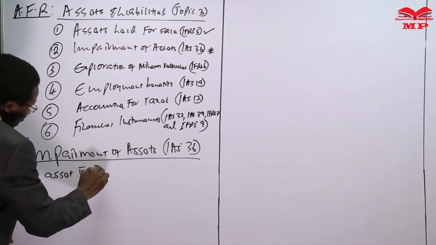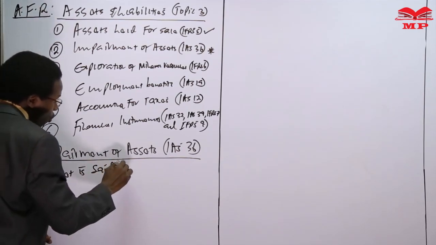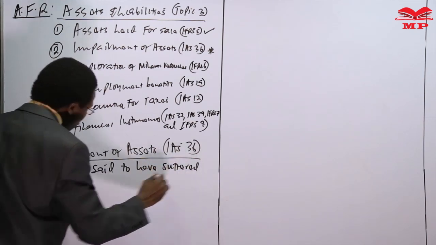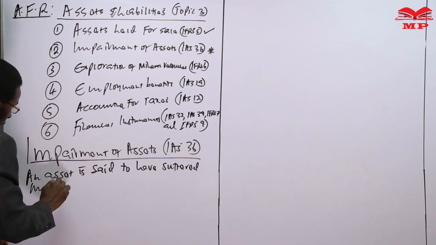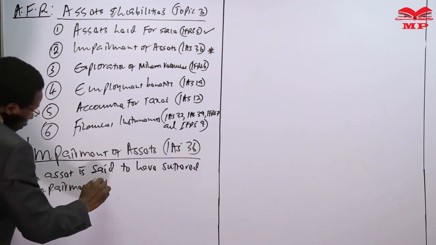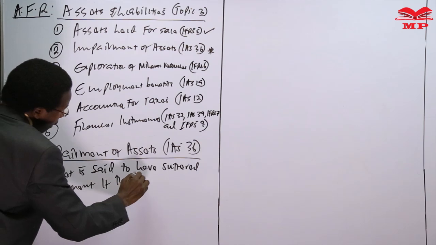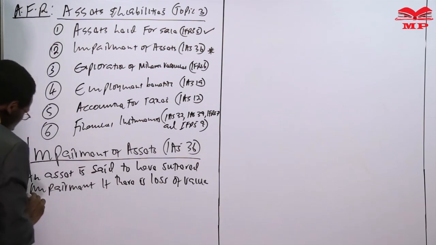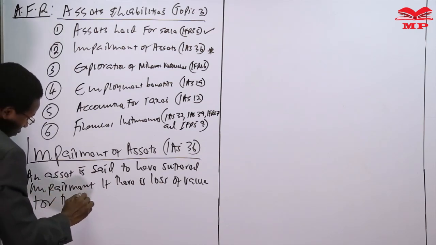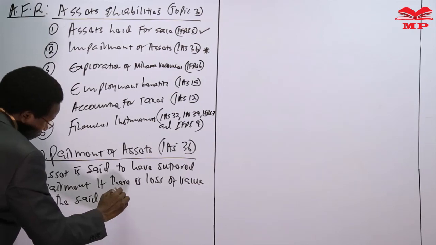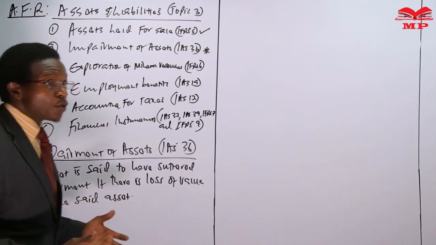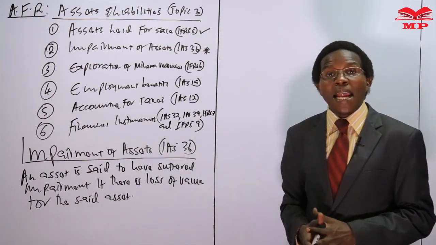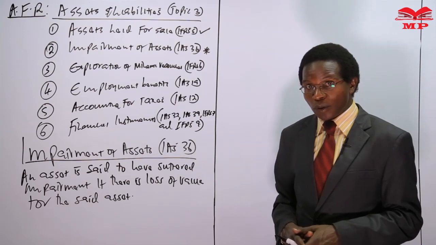We say that an asset is said to have suffered impairment if there is loss of value for the said asset. If there is loss of value for the said asset, then we say the asset has suffered an impairment loss.